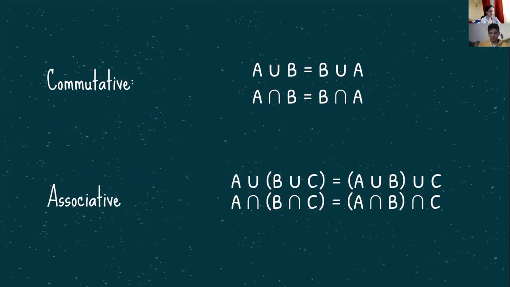There are the associative laws. A union (B union C) is the same as (A union B) union C. This is just the same as in ordinary arithmetic, where A plus B plus C, if I take any two and add them first, it will not matter. The output does not matter, and here it does not matter in both the union and the intersection relations. It's just the same.